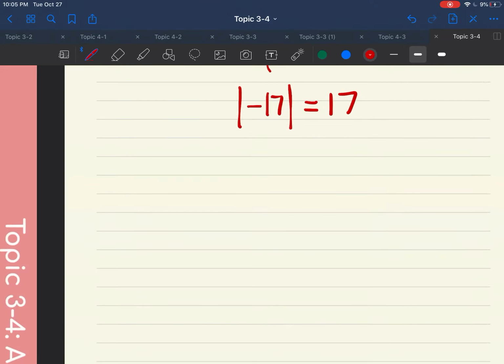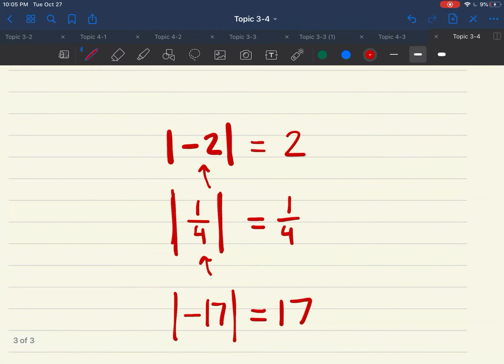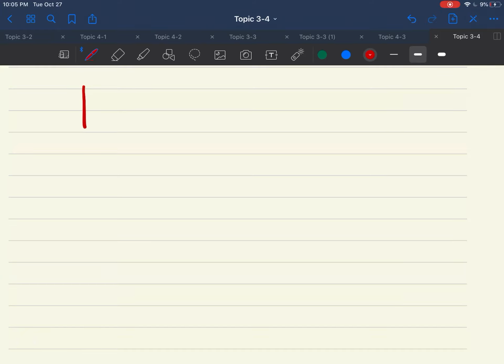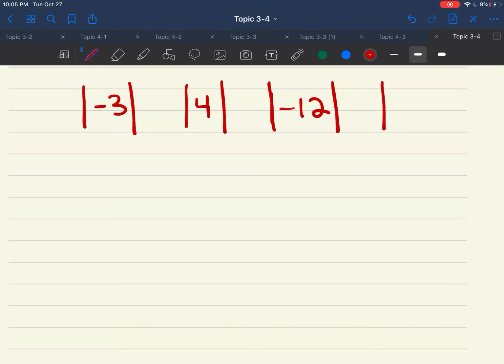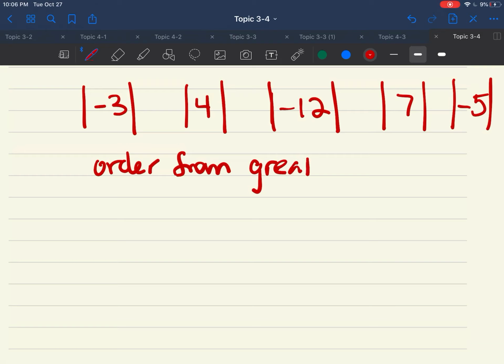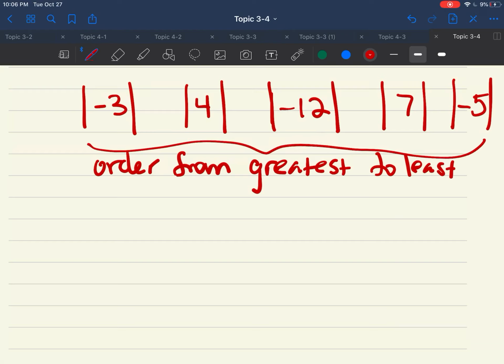My next thing I want to say is that you can also order absolute values from least to greatest. So for example, if you have the following absolute values: the absolute value of -3, the absolute value of 4, the absolute value of -12, the absolute value of 7, and the absolute value of -5. And I tell you to order from greatest to least. A lot of people, if they didn't know anything about absolute value, might automatically look at that 7 and think it is the greatest value out of all of these. But is that technically true? Is this 7 the greatest value?